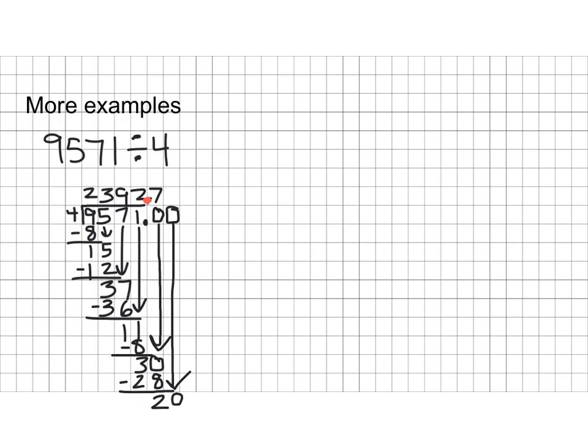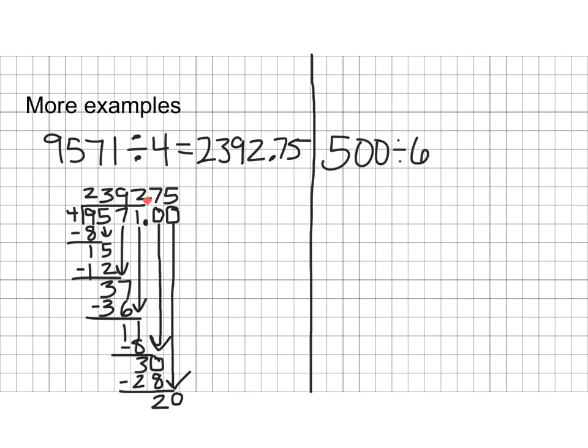And this time it finally goes in the way we want. 4 goes into 20 5 times exactly. So we know we're done. So you should have had that 9,571 divided by 4 gives you 2,392 and 75 hundredths.